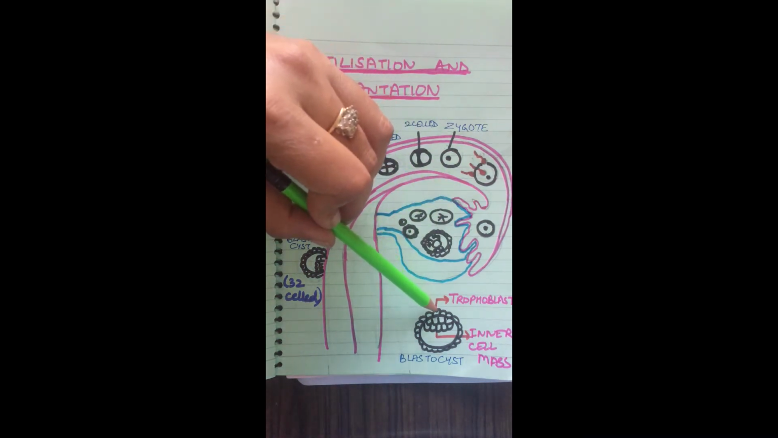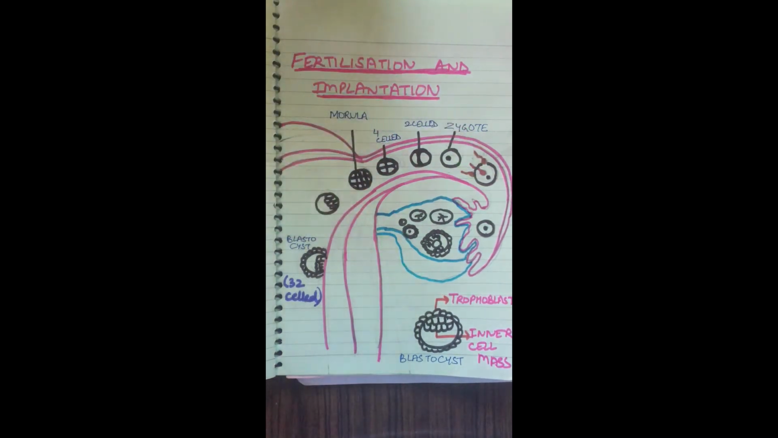Now the trophoblast will have finger-like projections which are called chorionic villi. And these finger-like projections called chorionic villi will interdigitate with the endometrium wall, such that the placenta is formed.